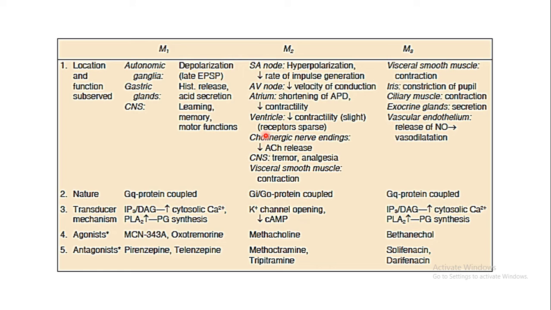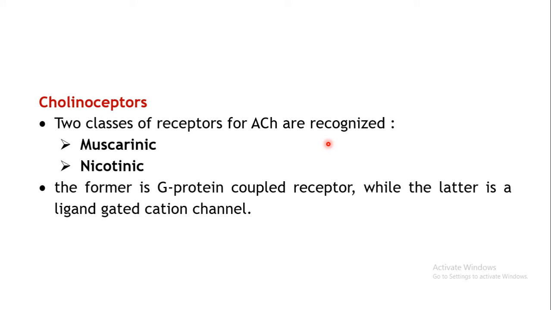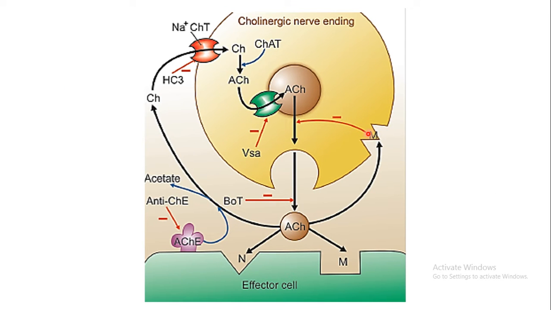Apart from this, this is to do with the heart. Apart from this, the M2 receptors are also located in the cholinergic nerve endings. Okay, so here if you can see this picture here, right?